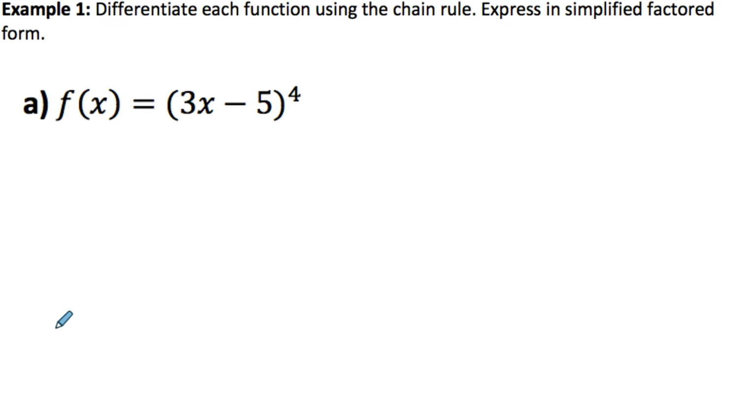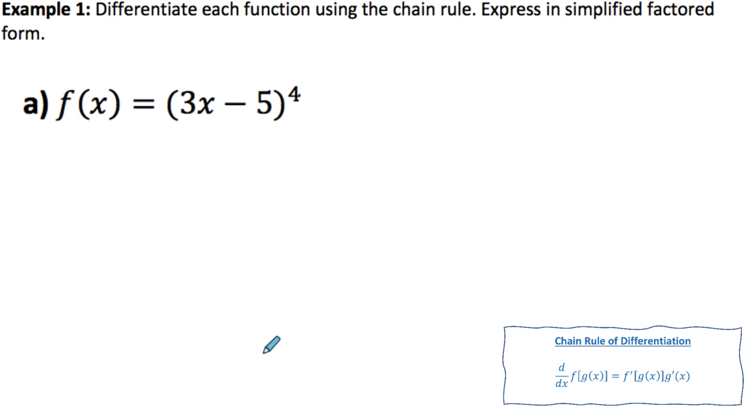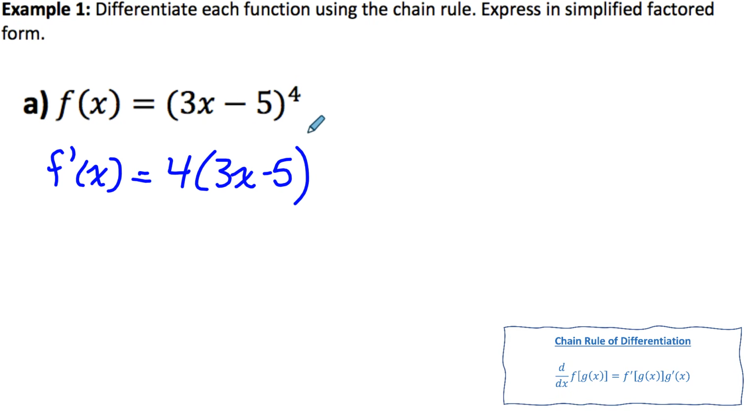I'll make sure to have the chain rule written at the bottom of the screen here for you so that you can reference it as we do these examples. Now this function is a power of a function. It's 3x minus 5 raised to the power of 4, so I can use the power of a function rule. For f prime of x, I do the derivative of the outside function with respect to the inside function. Meaning I leave the 3x minus 5 exactly as it is, bring the exponent down, and reduce the exponent by 1, but then I need to multiply that by the derivative of the inside function. The inside function is 3x minus 5, and the derivative of 3x minus 5 is 3.